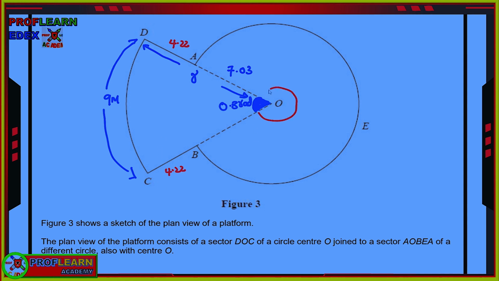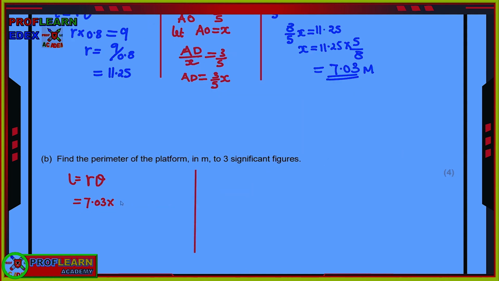Then we also need to work out the arc length of arc BEA. Using this angle behind here, it will be 2 pi minus 0.8 radians. So we can work out the arc length. Remember, arc length is r theta, and the radius of that sector is 7.03. Then working it out, we are going to get our answer equivalent to 38.55.